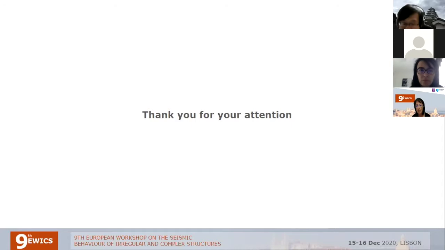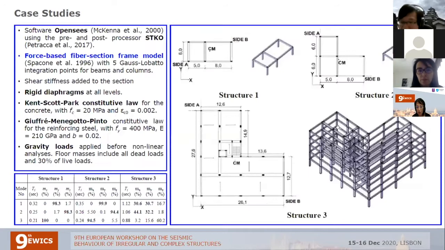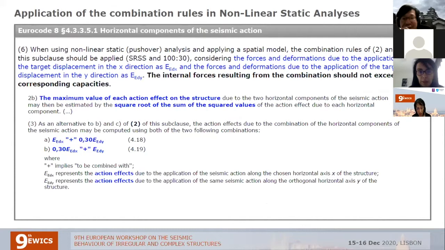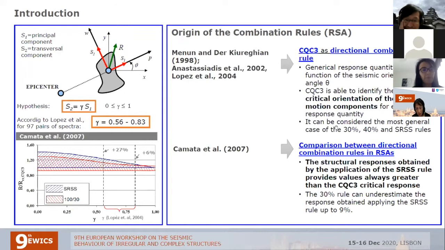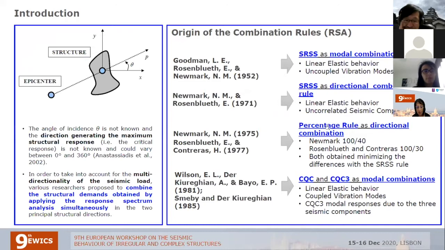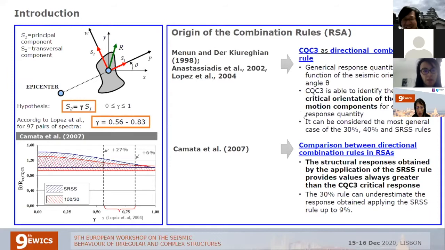You have a slide with the mass participation ratio of each building. The previous one. The next one. Yes, the next slide, please, where the mass participation ratios are. There is a table with the mass participation ratios. This one? No, the next slide.